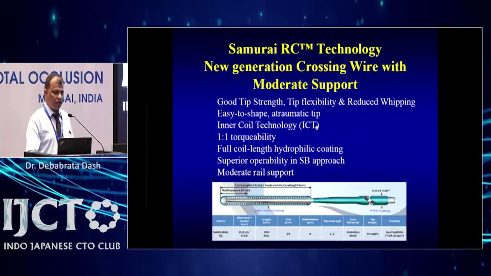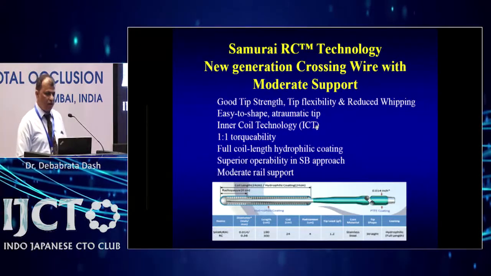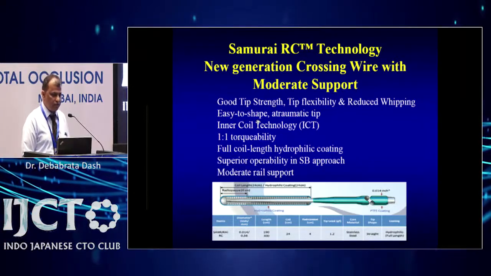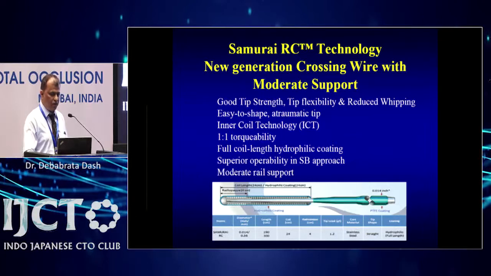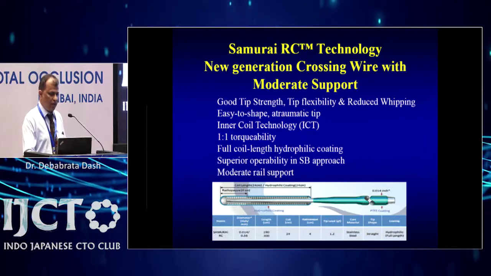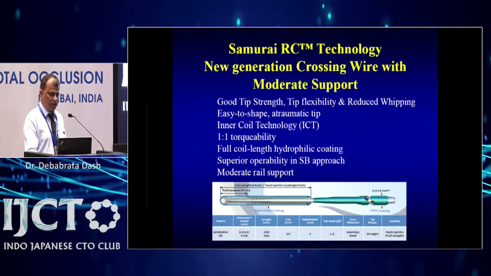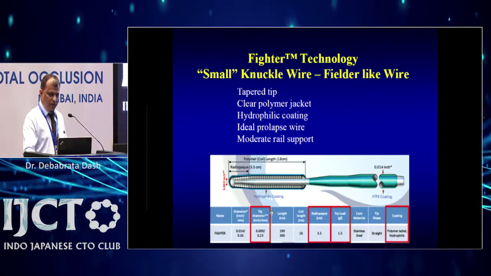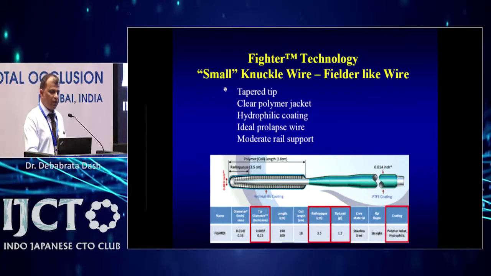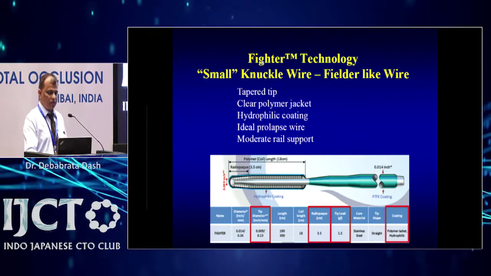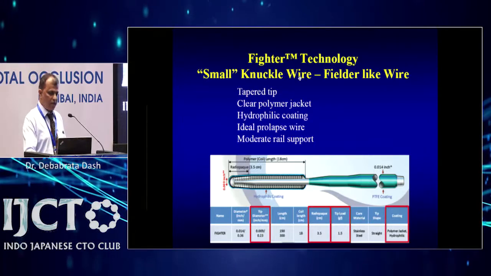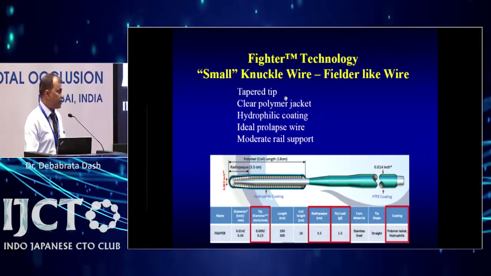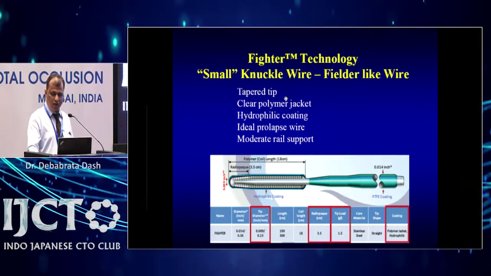Another technology, that is Samurai by Boston Scientific. The new generation one, with very good stiff strength, tip flexibility and reduced whipping, easy to shape and an atraumatic tip, inner coil technology, 1:1 torqueability. So this is Fighter, it is like a Pilot wire, helps in knuckling. So tapered tip, hydrophilic plus polymeric coating, and it is an ideal prolapse wire, with moderate rail support.